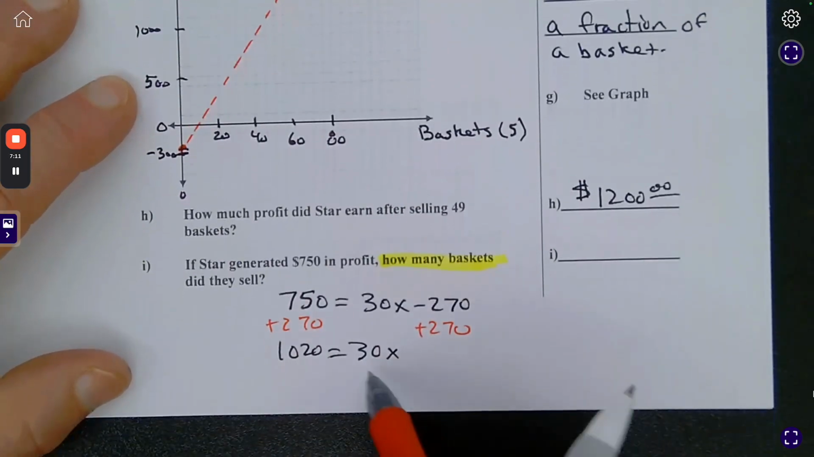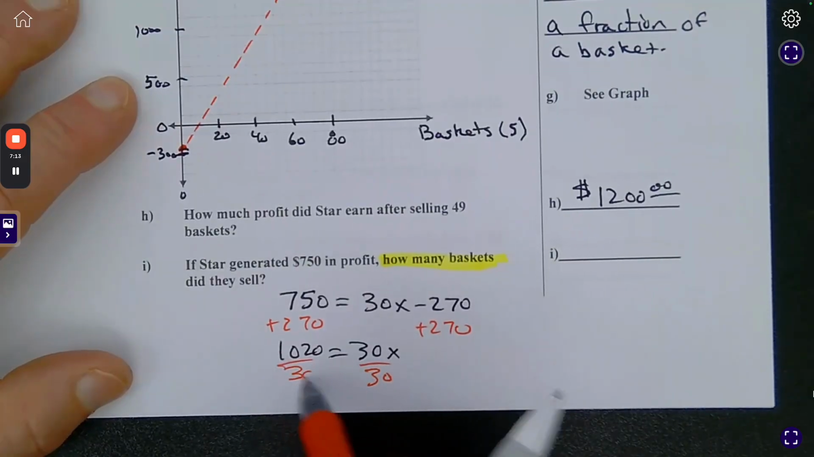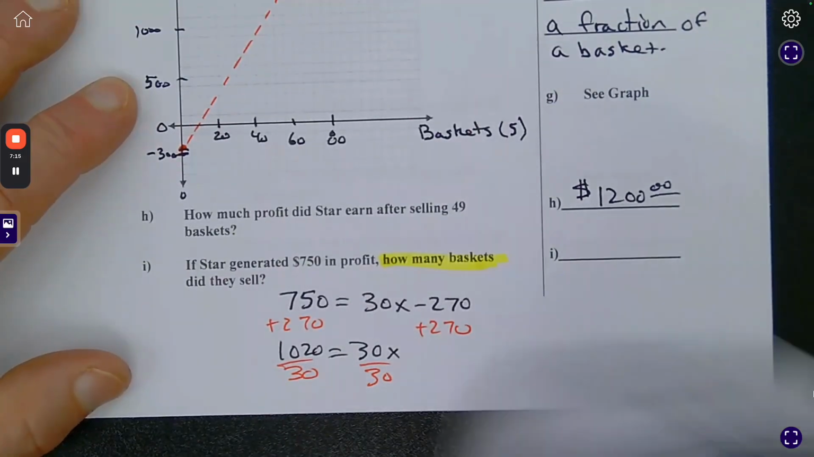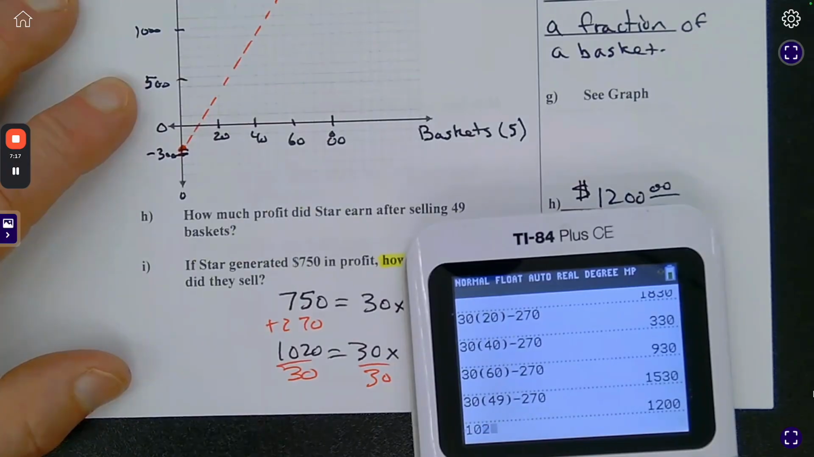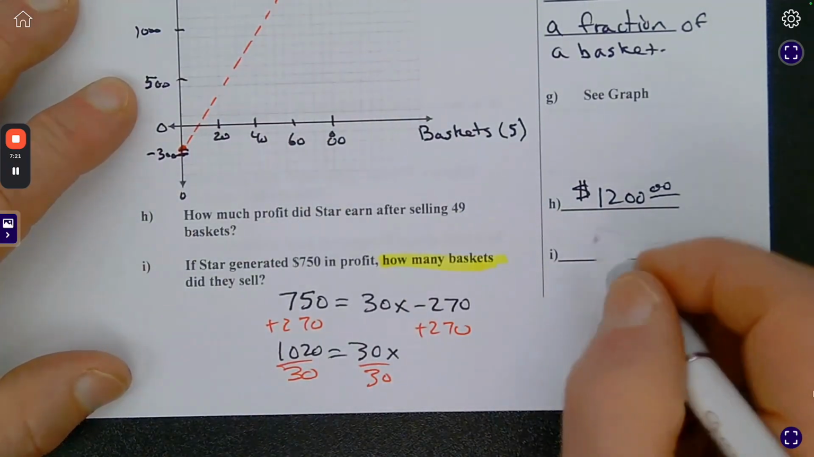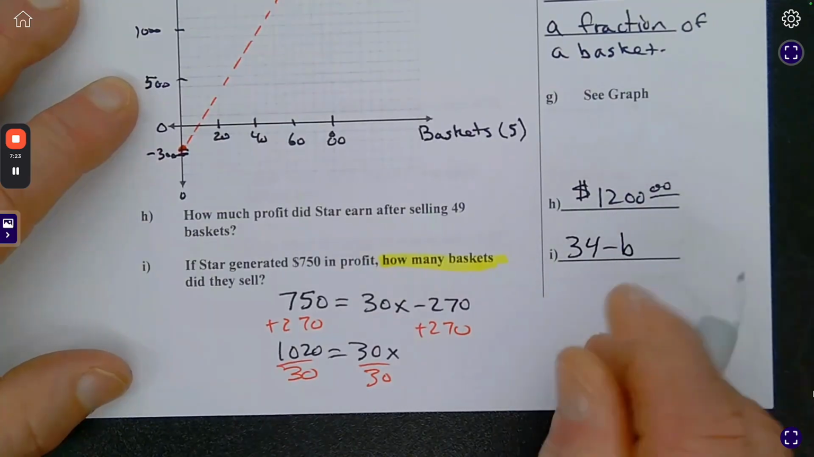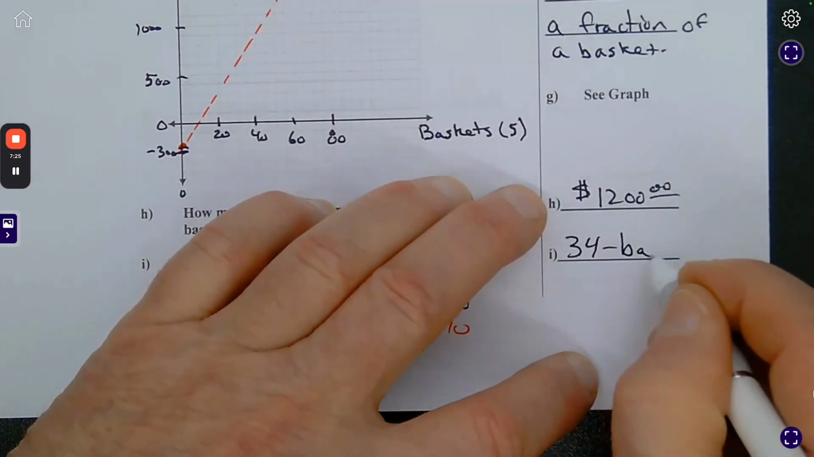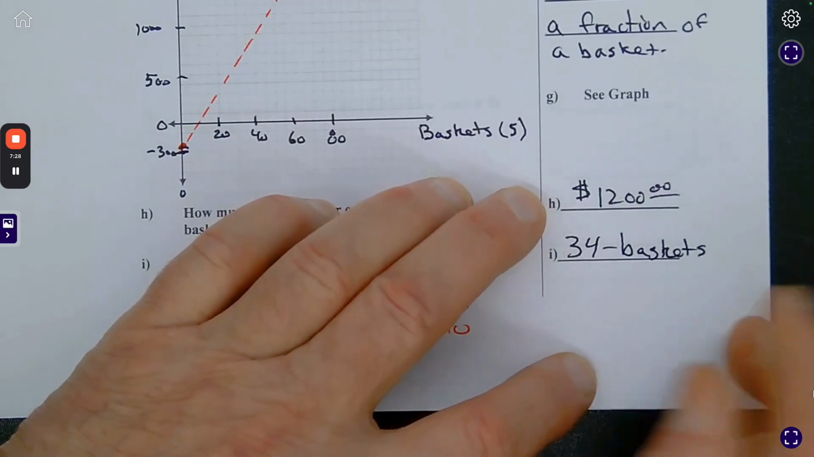Now divide by 30. And that gives me, ooh, I better use my calculator. 1,020 divided by 30. 34 baskets. 34 baskets. Good job, Star. And they did it using fair trade. I like that.